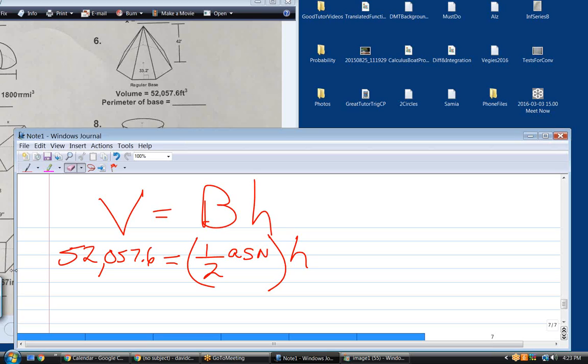I can't find it. Area, no, it must be back here. Area of a polygon. Where's the formula for it? Area of an equilateral triangle. The area of a polygon is 1/2 ASN. Okay? So it is 1/2 ASN. All right. And I'm going to substitute A.